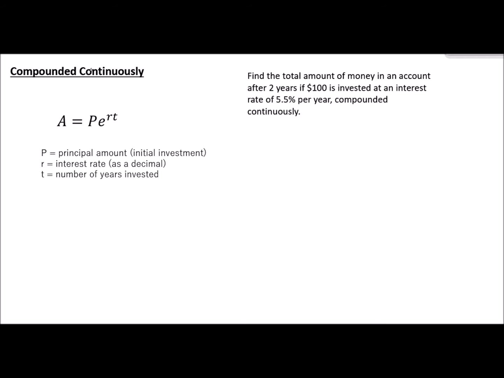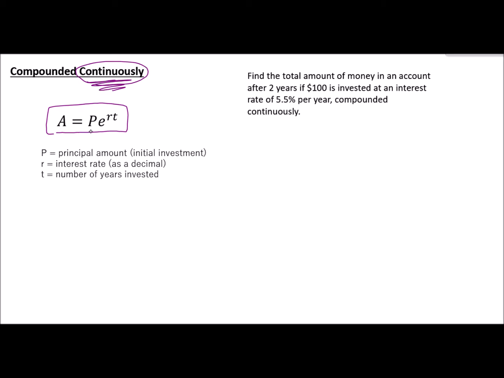Now the second type of formula is something called compounded continuously. What that means is instead of paying you once a year or once a month or whatever, they just keep paying you, just keep calculating it. So here's the formula for it. You'll see the same letters in it.